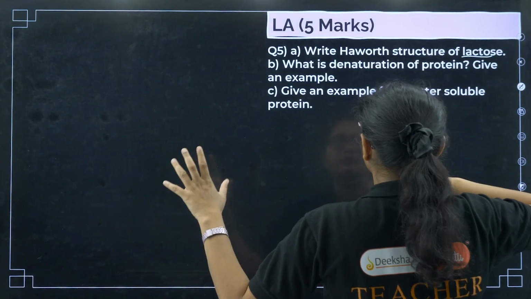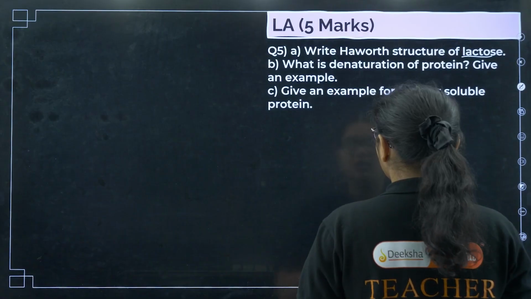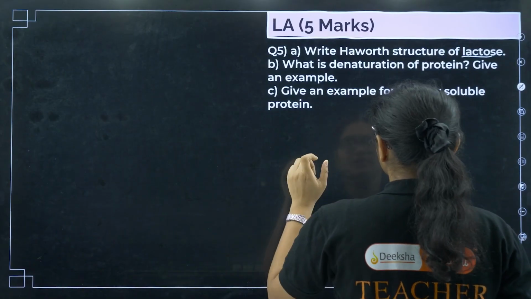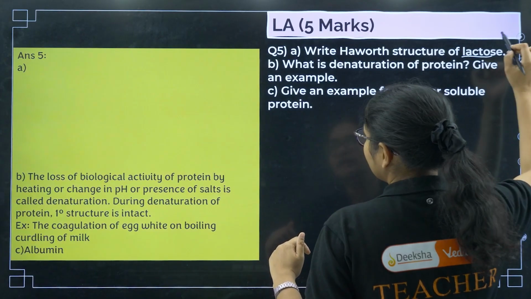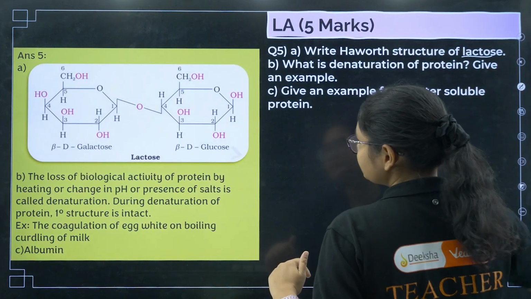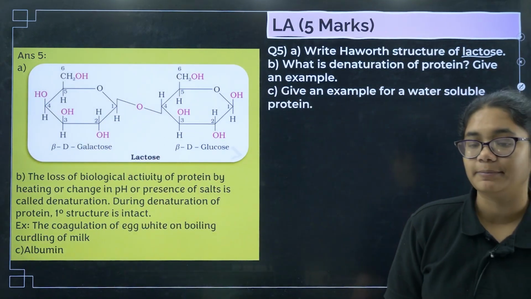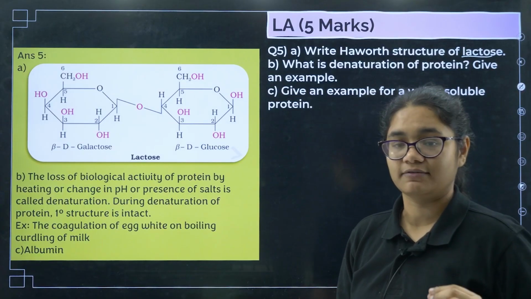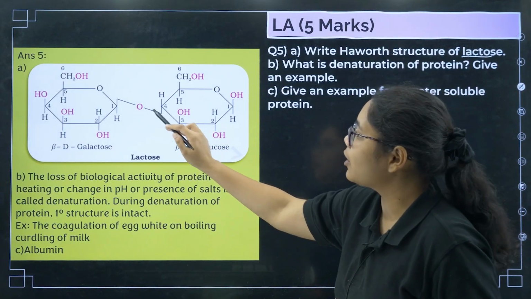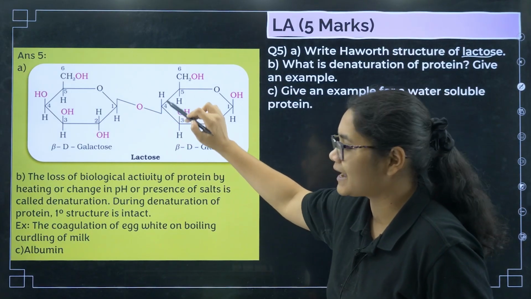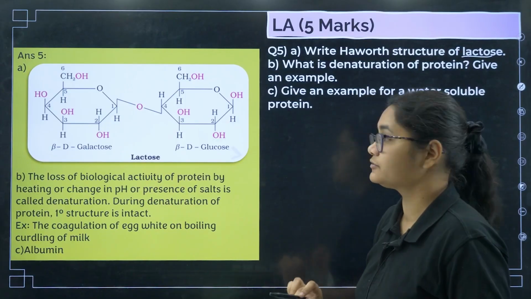I have already done it for maltose. You can see it now for lactose. What is denaturation? Example of a water soluble protein. So first of all, the lactose structure. Please see it carefully, practice it at least 5 to 10 times. Very important diagram. You can see how in lactose there is a zigzag bond present. Okay, so just remember this structure.